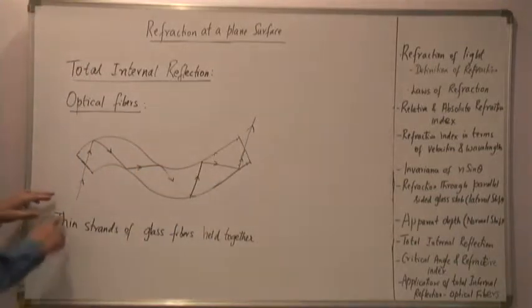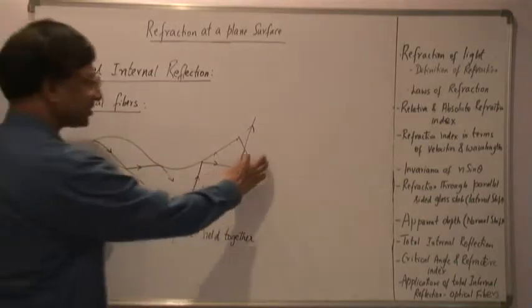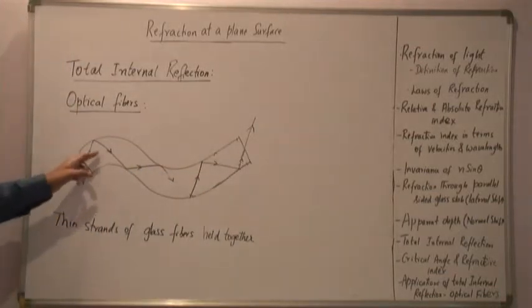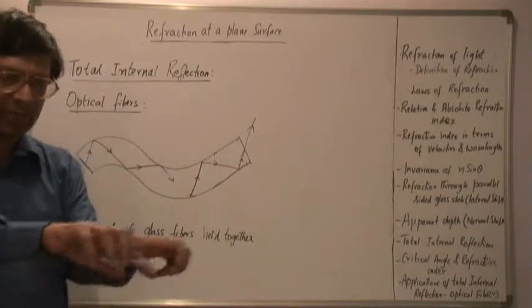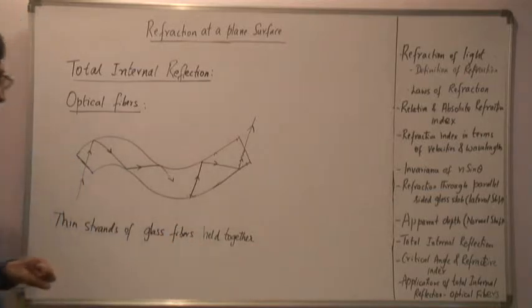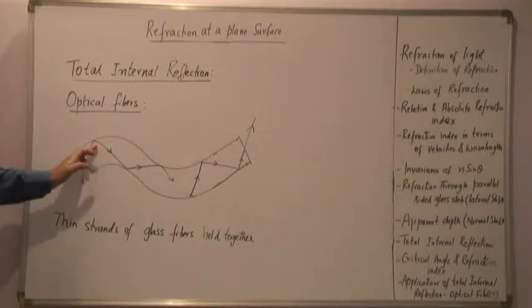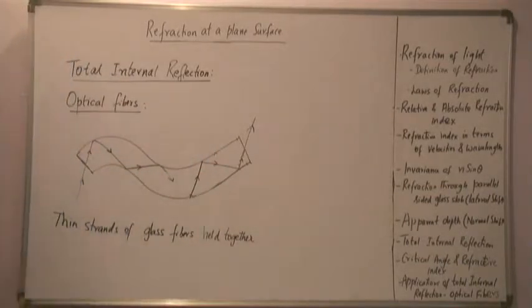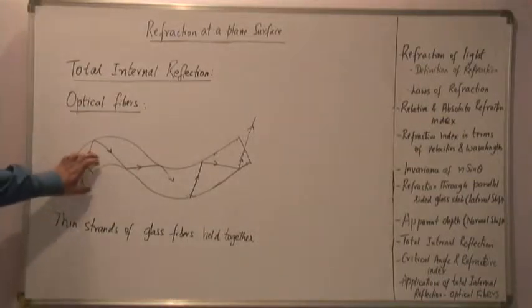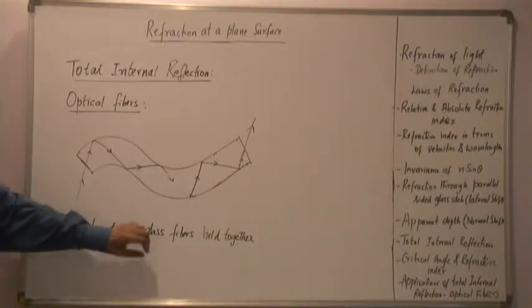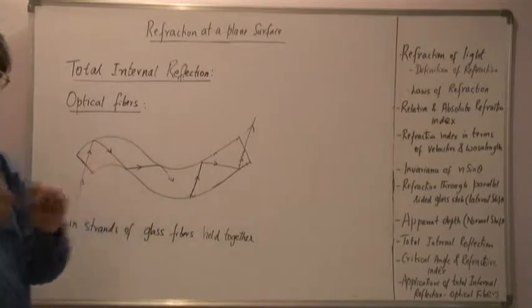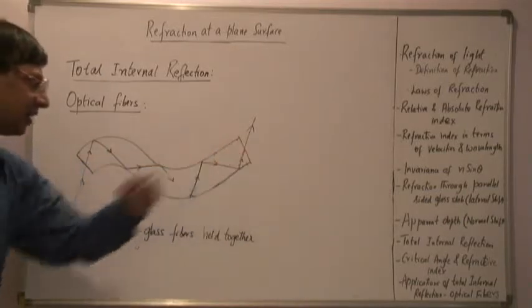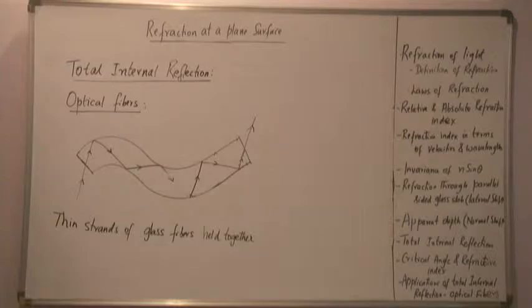So that is how the light that I shine here gets transmitted at the other end, even though this fiber could be going around curved paths, because it uses the concept of total internal reflection, and all the light that is incident here gets internally reflected. And as I mentioned, these optical fibers are made up of thin strands of glass fibers held together and polished at the ends. So this is about the concept of optical fiber.